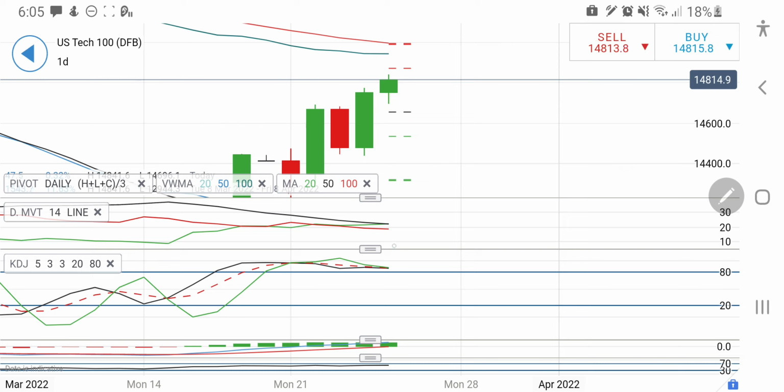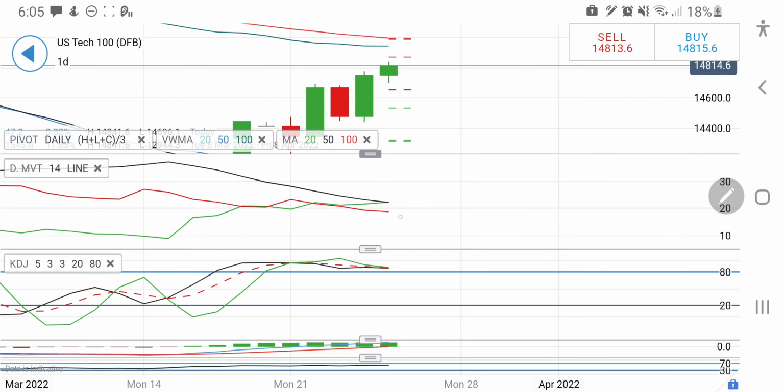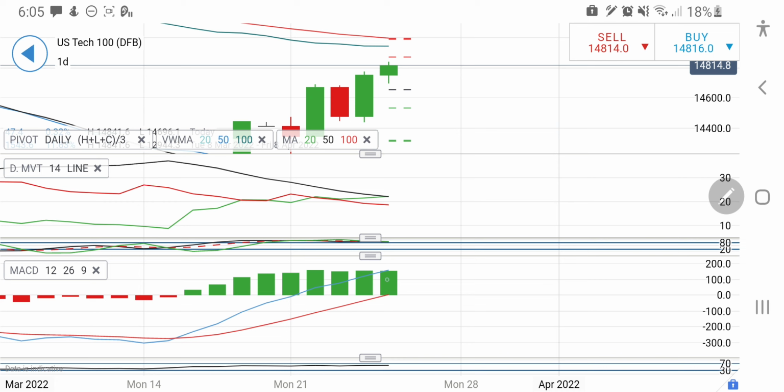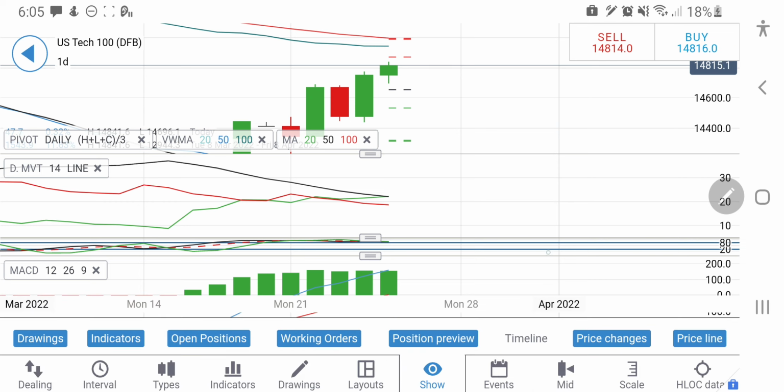Above 14,700, yes, you can expect it to rise again, probably towards 15,000 levels. Now MACD lines are wide and divergent and are still on buy side. Now let's have a look at the 4-hour charts there.